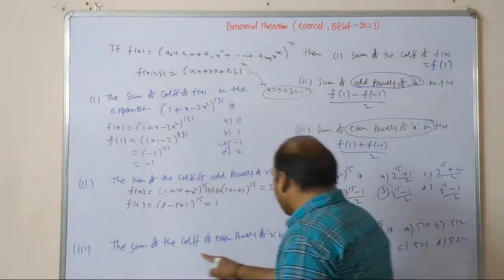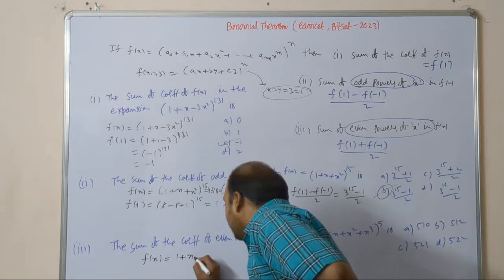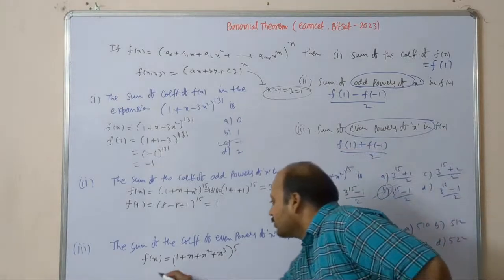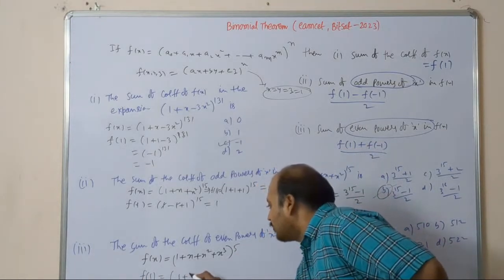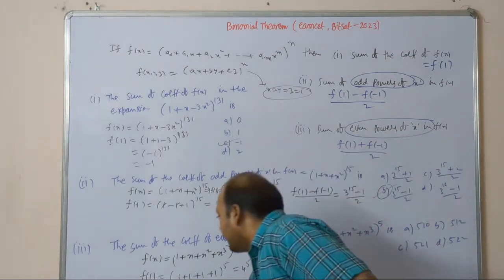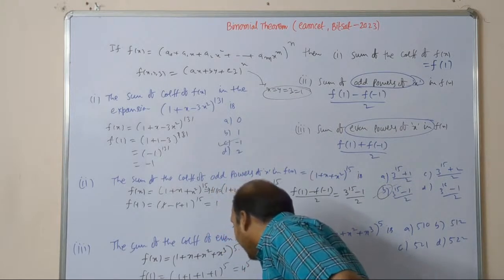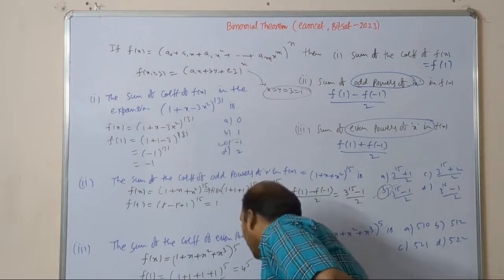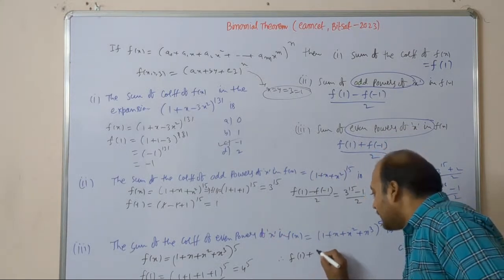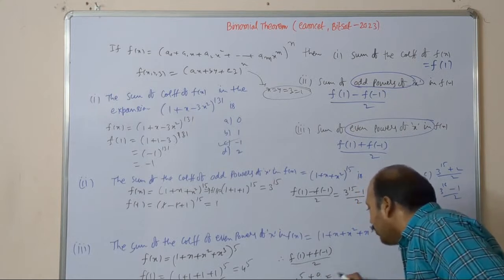So next, the sum of the coefficients of even powers of this expansion. f of x is equal to (1 plus x square plus x cube) whole power 5. So f of 1 is (1 plus 1 plus 1 plus 1) whole power 5, therefore 4 power 5. Next, f of minus 1 is (1 minus 1 plus 1 minus 1) whole power 5, so we are getting 0, dear students. For even powers of x, f of 1 plus f of minus 1, by 2, which is 4 power 5 plus 0, by 2.